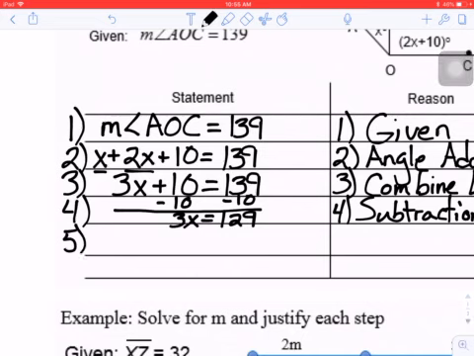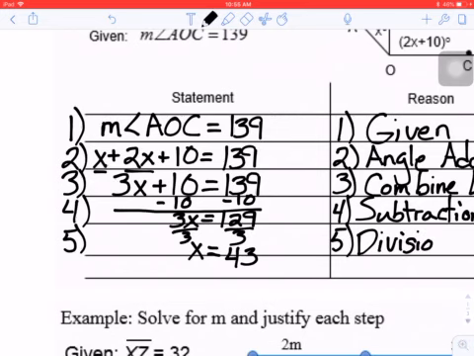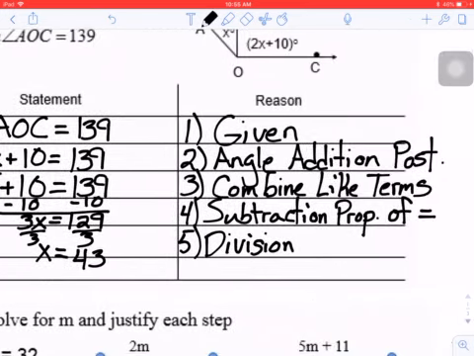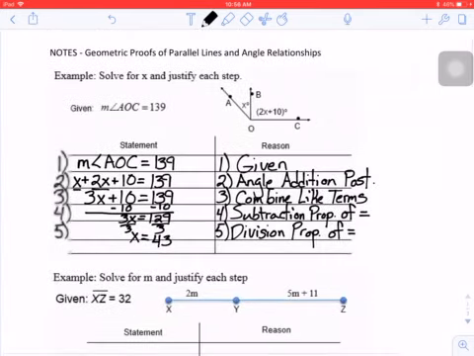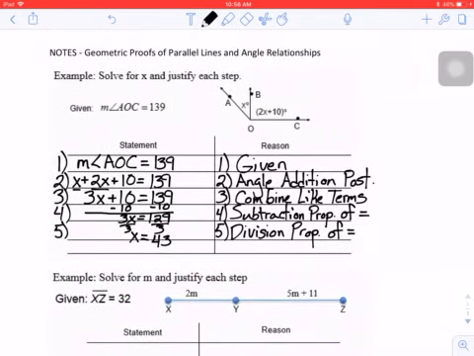Number 5, we have 3x equals 129, so I'm going to divide both sides by 3 to find that x is equal to, you might need a calculator, 43. And this is because of the division property of equality, because we divided. And there we go. We are actually all done with that proof already. Okay, so that looks very nice. Hopefully yours looks just as nice, if not better, because my handwriting's a little bit off since I'm working on an iPad.